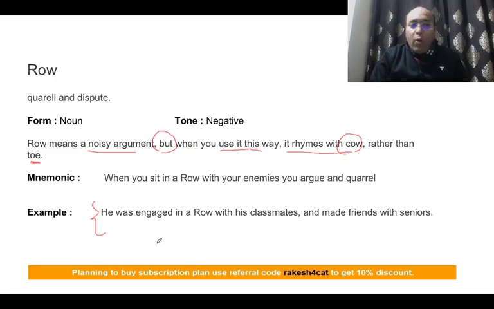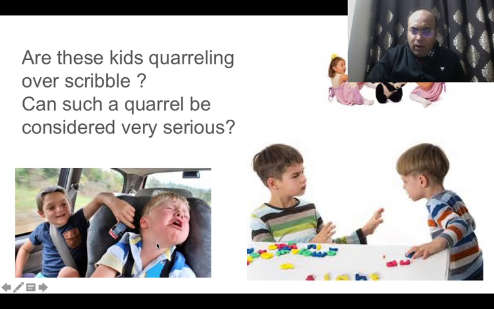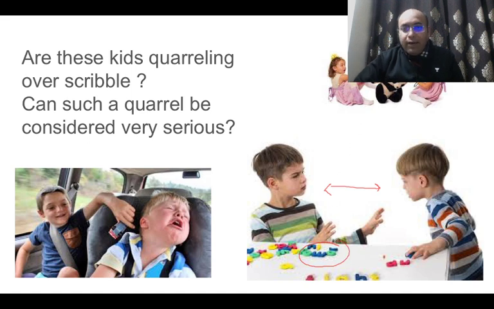So that is row, quarrel, and dispute. Let's move further. We again have children here. These two children are fighting. They seem to be fighting for Scrabble, all these alphabets here. These two girls are fighting for a teddy bear, or it seems to be a panda. For a panda, right? These two children again, this one here is teasing the other one, and this other one is crying, yelling, and maybe he is hurt and shedding tears.